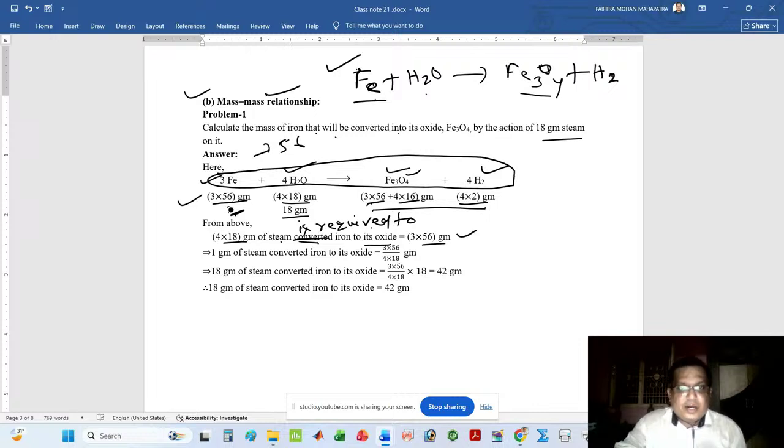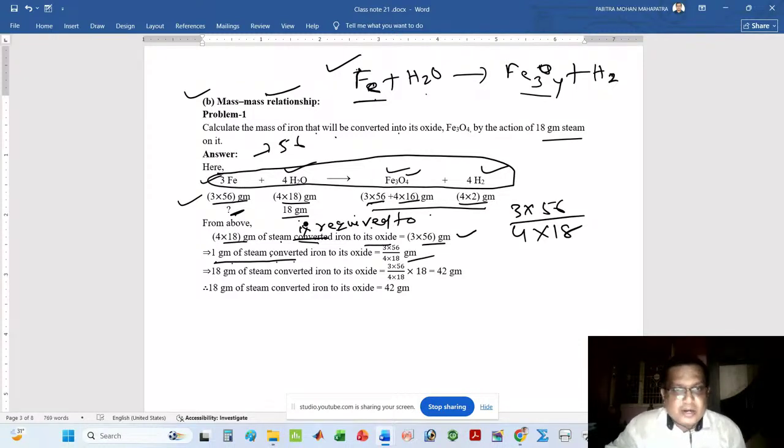Our target is to find out the iron. So here I can write, for 1 gram of steam, 1 gram of steam is required to convert iron to its oxide. Is how much? 3 into 56 divided by 4 into 18. So here I have written 3 into 56 divided by 4 into 18 gram.